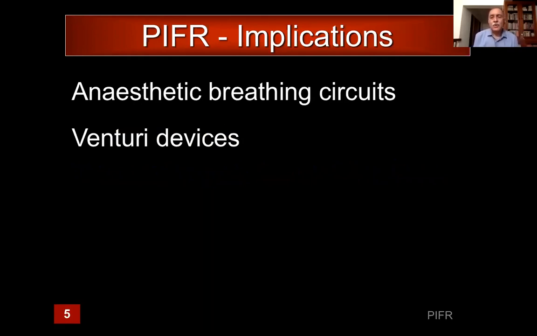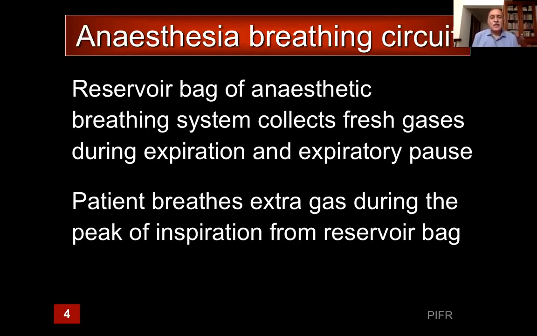The implications of knowing the peak inspiratory flow rate are one of two. Coming to the anesthesia breathing circuits, we know that the anesthesia breathing circuit has a reservoir bag, and the function of the reservoir bag is to collect fresh gases during expiration and the expiratory pause. So during inspiration, whatever gases come into the anesthetic breathing circuit can be breathed into the lungs of the patient. But during expiration and expiratory pause, the reservoir bag, which is part of the breathing system, now collects the fresh gases and is ready to deliver this during the next inspiration.